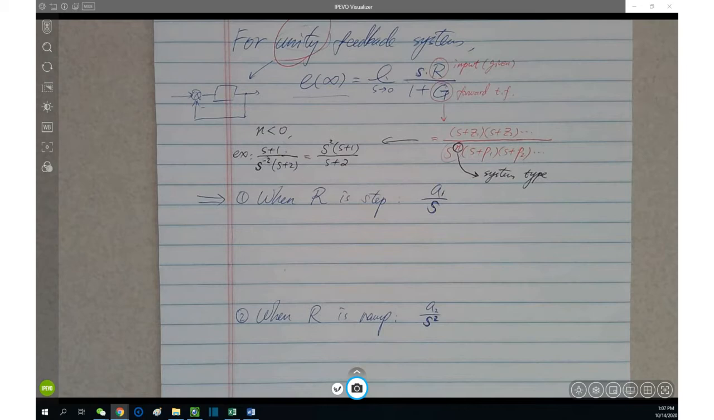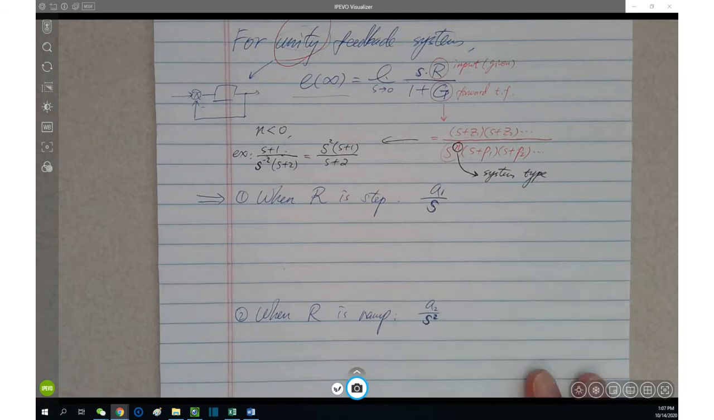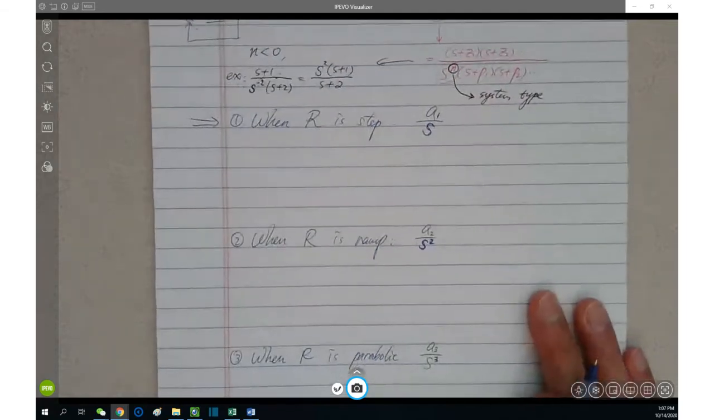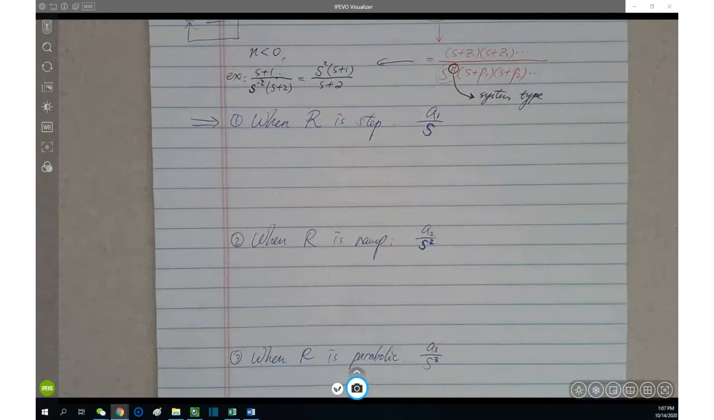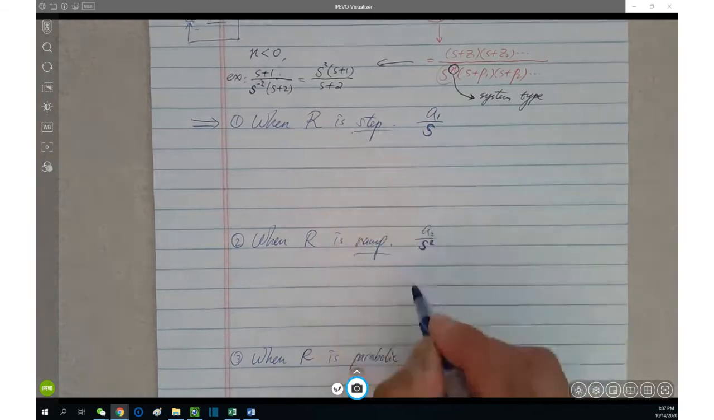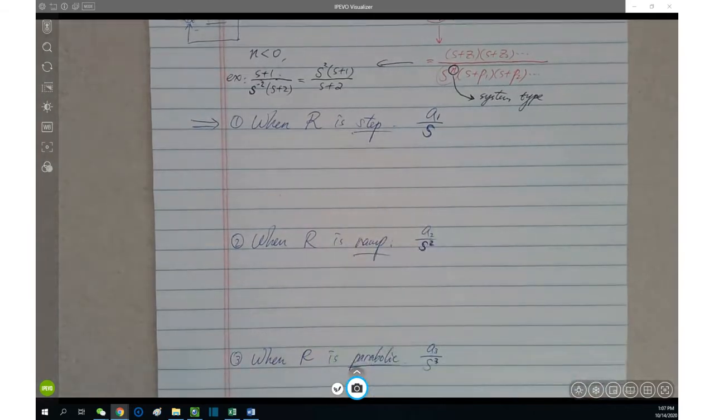All right, if this is fine, then we can move on. Based on these, we are summarizing the three different types of inputs. Generally speaking, we just study these typical three: step, ramp, and parabolic. And they're generally given. However, only one thing you need to be very careful about on this input, which is that it might be given as a time domain function or in the s domain like this.